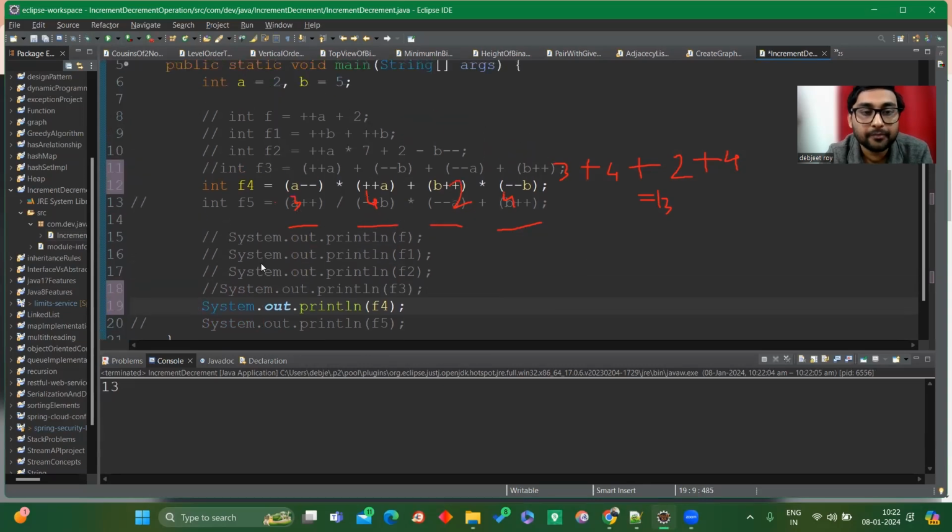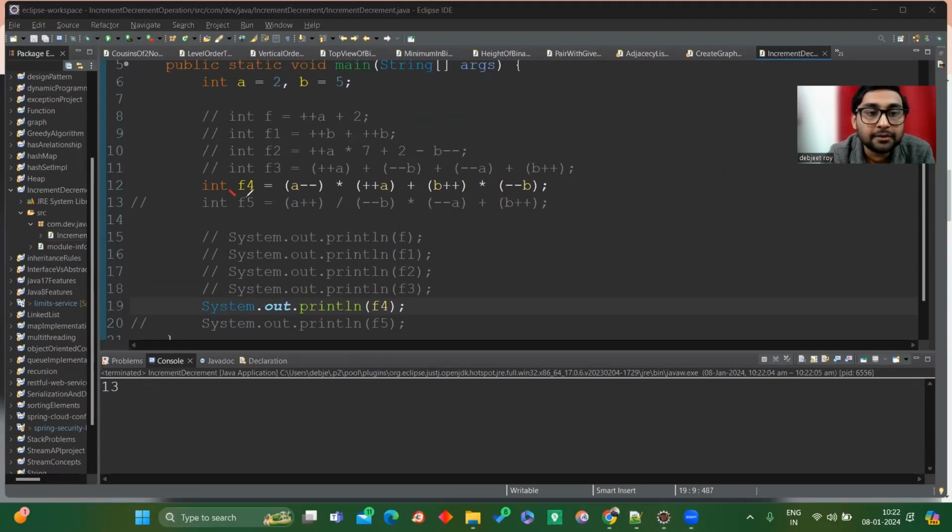Okay. Now let's check for F4. A minus minus, so it will be like post decrement. Post decrement means it will store the value of A as 2 here, but in the memory the value of A will become 1. So after storing, you have to reduce the value by 1 in the memory. So the current value of A is 1 in the memory.